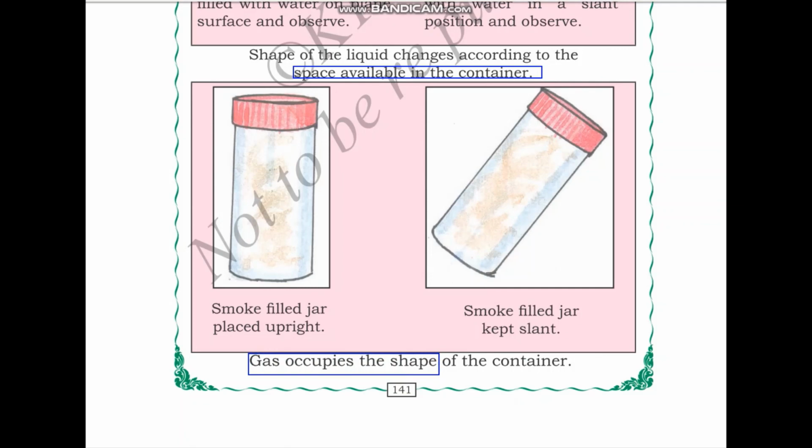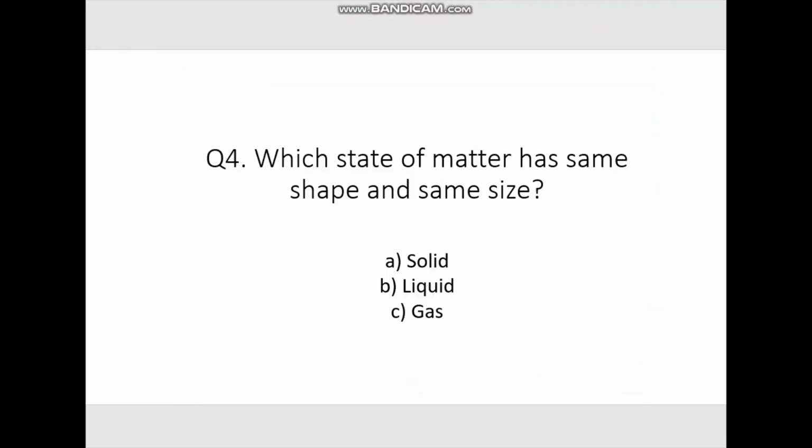Now it is time for a quiz. The question is, which state of matter has the same shape and same size? The options are solid, liquid and gases. So which of these three states of matter does not change its shape or size? The correct answer is solid. The solid always has the same shape and the same size. We found this using our experiment where we placed a marble on the table, inside a beaker and on other surfaces. It does not change its shape or size.